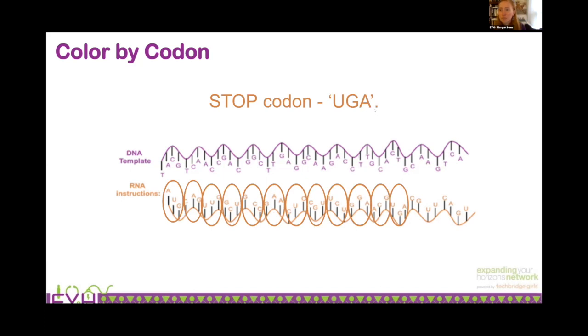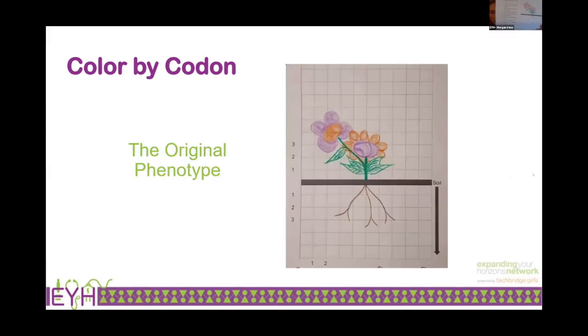Let's see. Some of you might still be drawing it out. Some of you might be done. So let's have everyone hold up their pictures of what they drew on their sheets. So you can see this is what I drew based on the codon instructions, and we see it up on the slide as well.